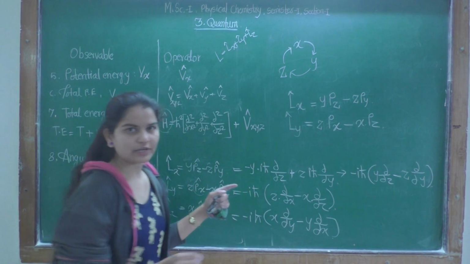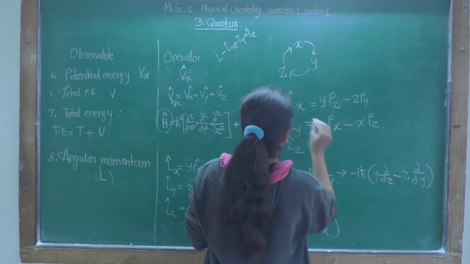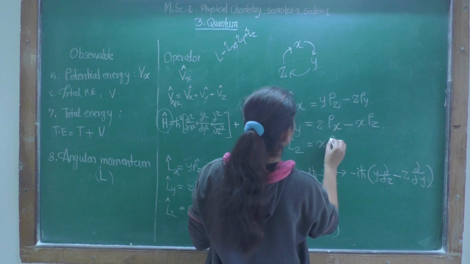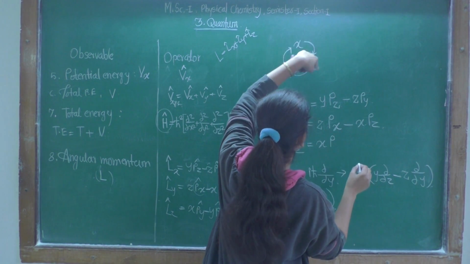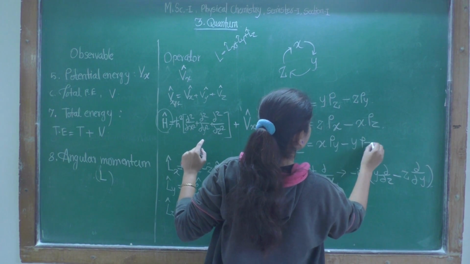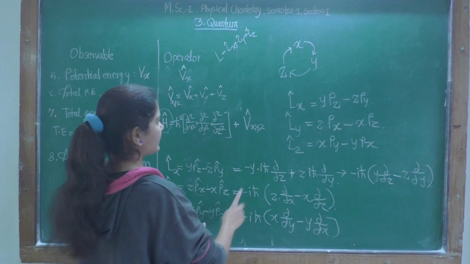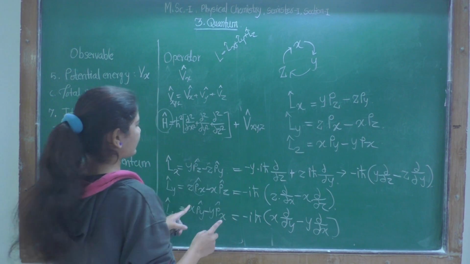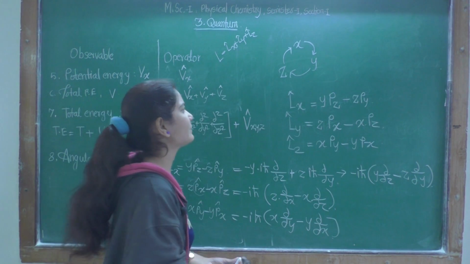And similarly you can write Lz will be, after z there is x p, see, after z there is x and another is y, minus y p x. Is it right? x p y minus y p x, z p x minus x p z. Just remember this and you can derive easily.